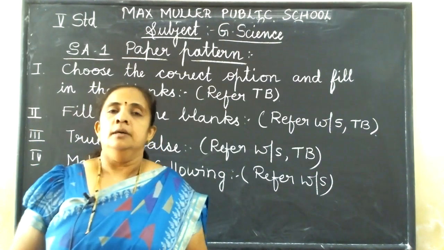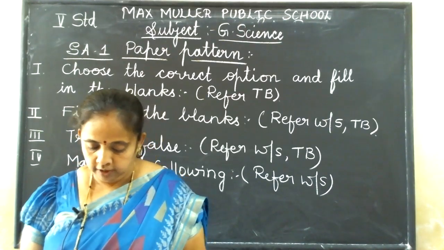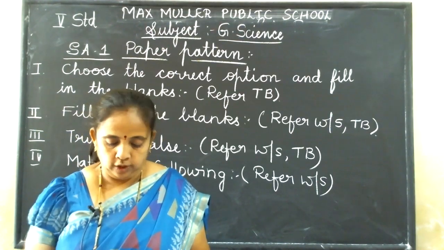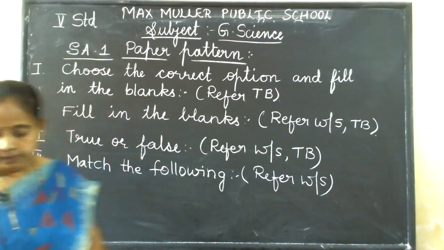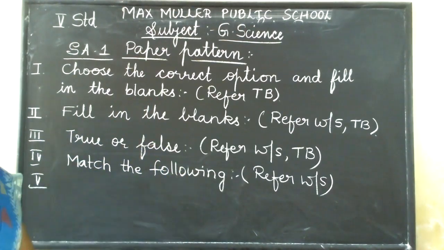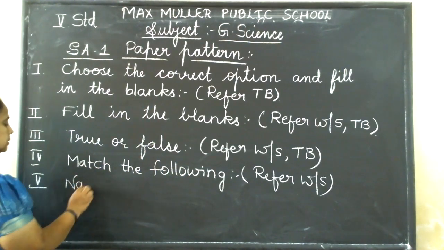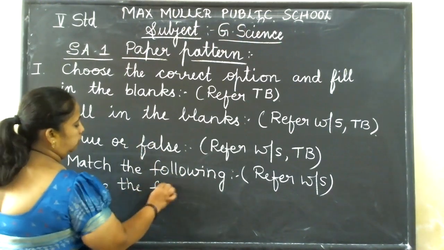So these are the match the following. In lesson number 4 you have match the following. 3 also you have, 4 also you have, no need. So revise only the worksheet. Next main is 5th main. After match the following, you have name the following.